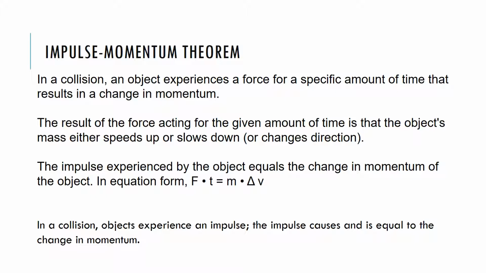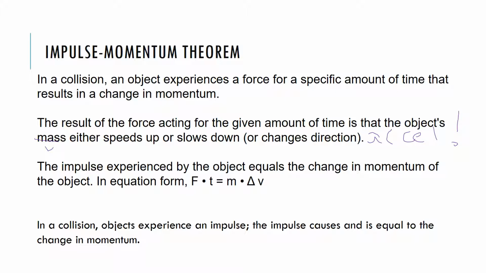All right, the impulse momentum theorem. In a collision, an object experiences a force for a specific amount of time that results in a change in momentum. The result of the force acting for the given amount of time is that the object's velocity, it should be velocity here, so please correct that on your paper, either speeds up, slows down, or changes direction. What do we call that? We call that acceleration. Woohoo, acceleration.